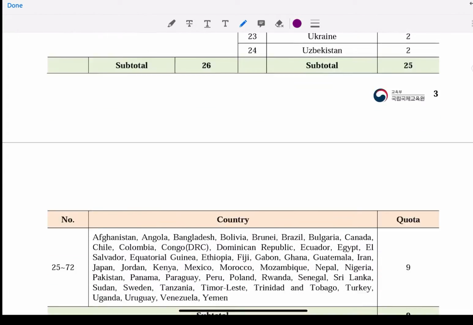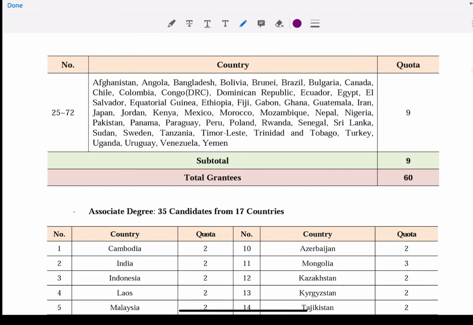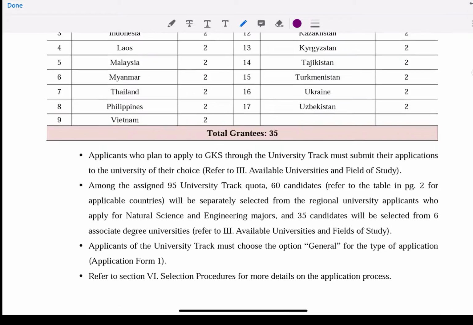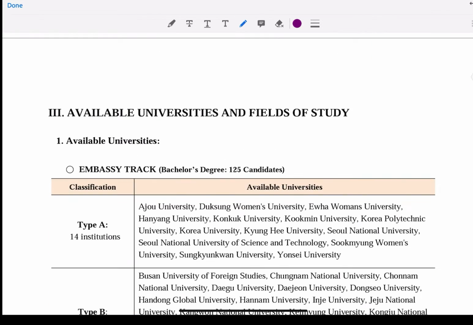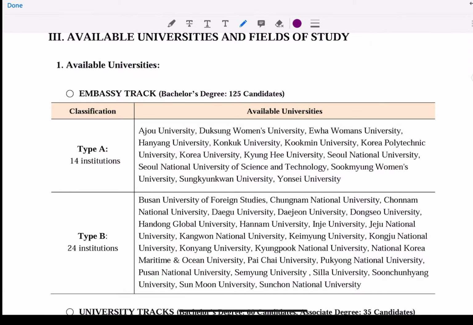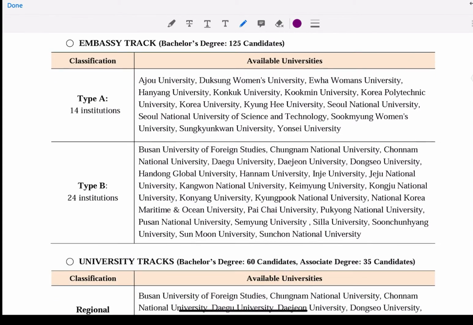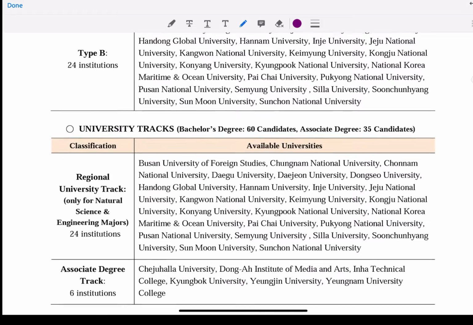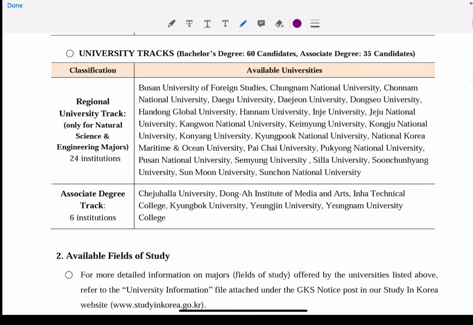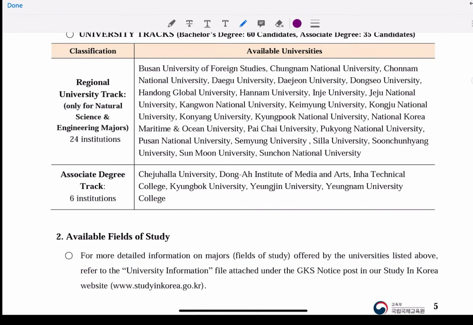There is also the list of universities that take part in the KGSP undergraduate degree program. There are type A and type B universities, and also regional universities for the university track and engineering majors. In the case of the KGSP undergraduate degree, the regional university track is only for natural science and engineering majors, as written here, so other majors cannot apply to these universities in the university track.